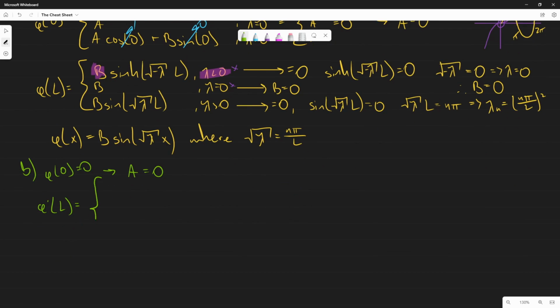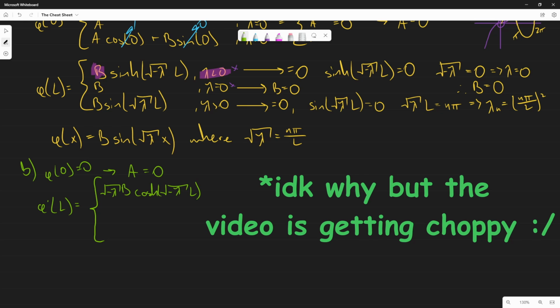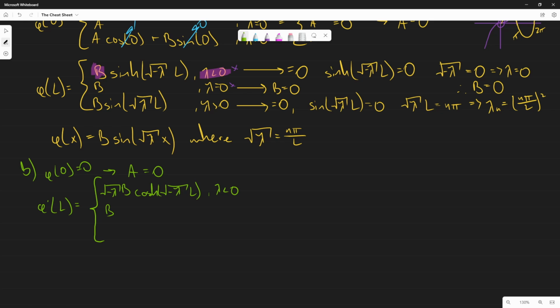And this will give us again 3 cases. For the first one, it'll be the square root of negative lambda times b times hyperbolic cosine of the square root of negative lambda times L. So this is for lambda less than 0. Then we have b times the square root of lambda times cosine of the square root of lambda L, and then lambda equal to 0, and then lambda greater than 0.